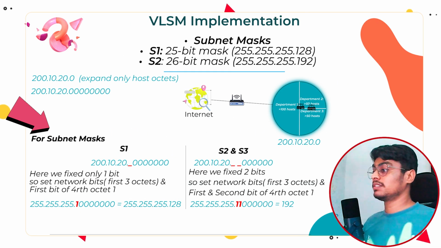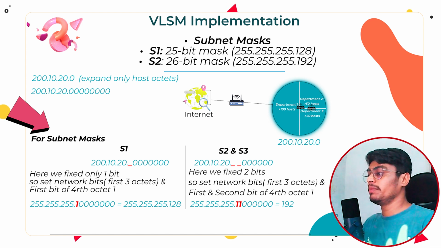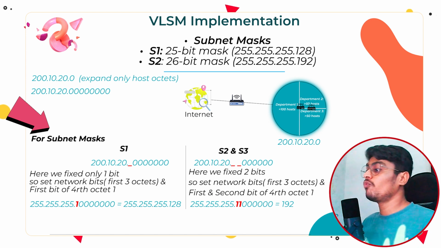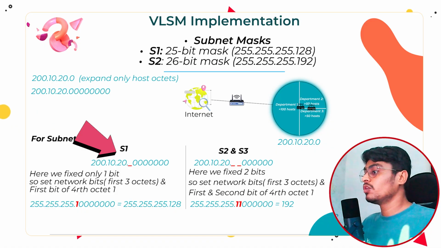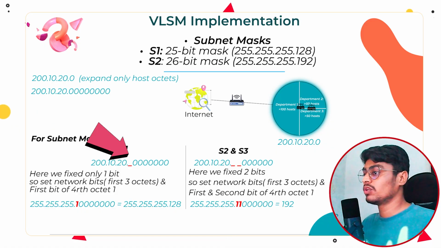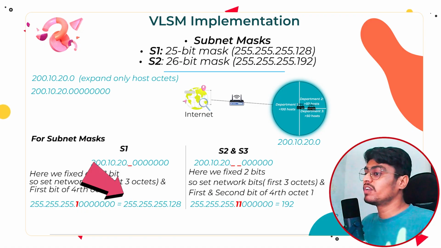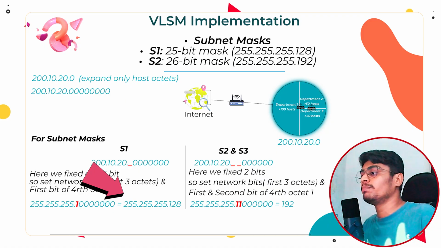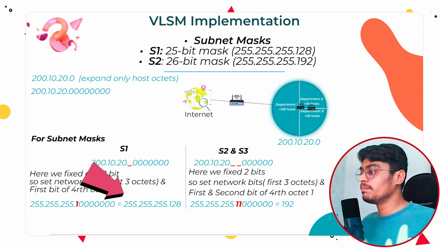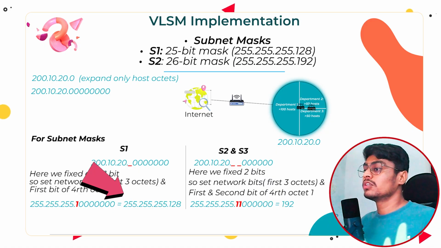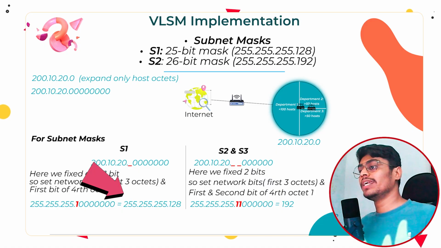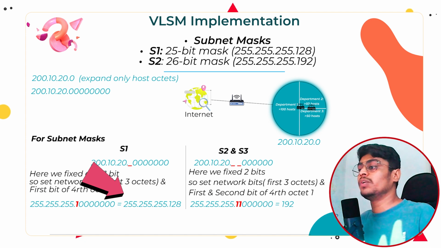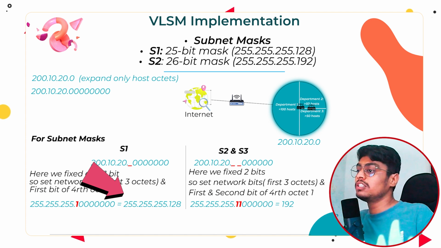Now the subnet mask. For S1 we have to make one subnet mask, and for S2 and S3 we have to make another subnet mask. For S1, 25 bits are fixed: 24 original plus 1 additional we have fixed. So the subnet mask is 255.255.255.128. Why 128? Because we have fixed one bit, so 24 bits plus 1. So this will become 255.255.255.1 followed by 7 zeros, which in decimal is 128.